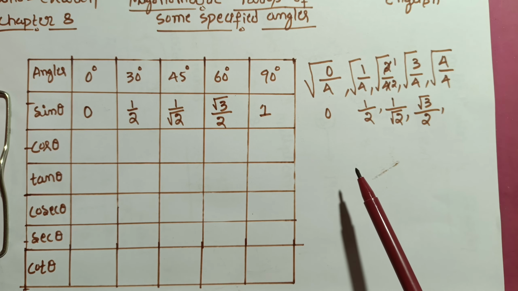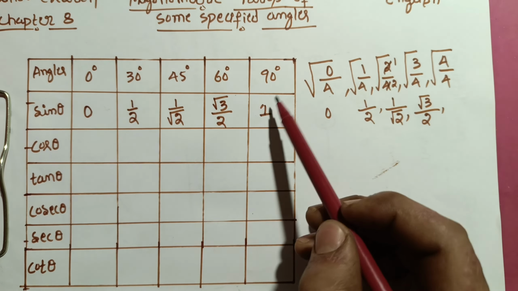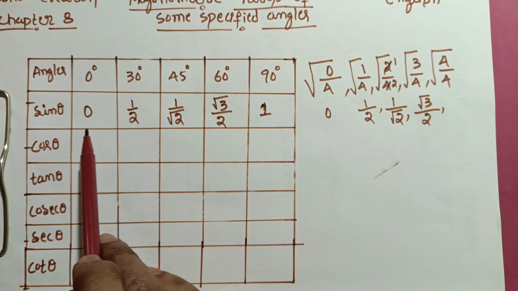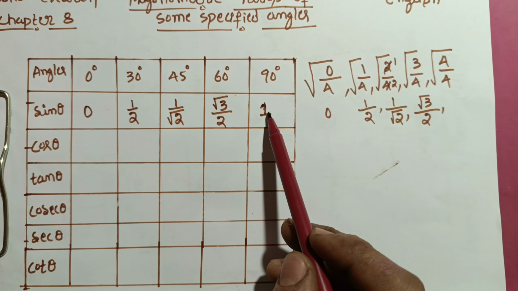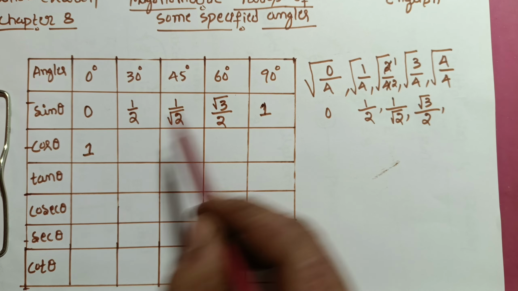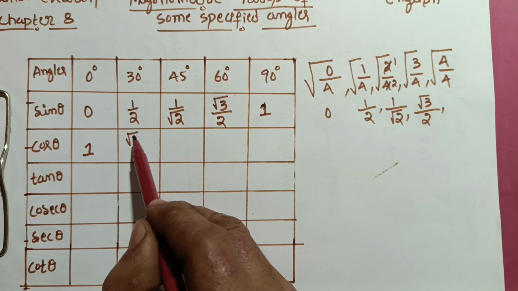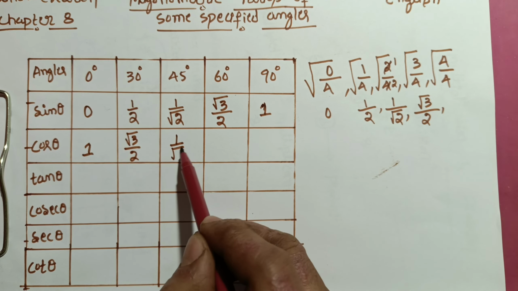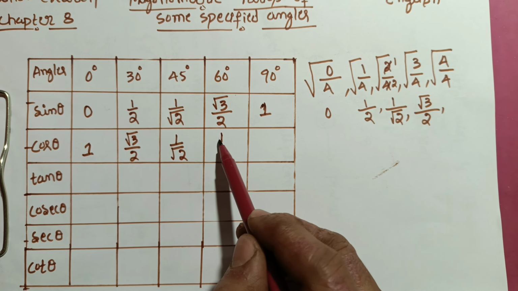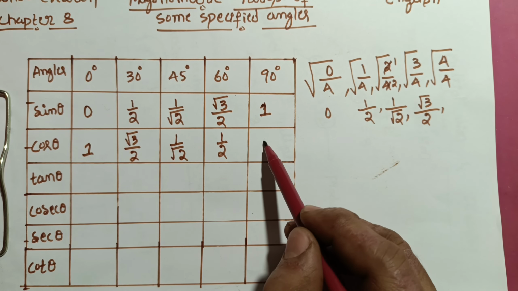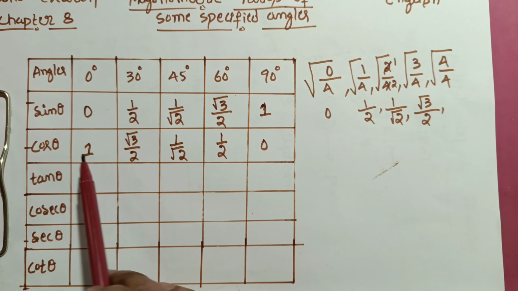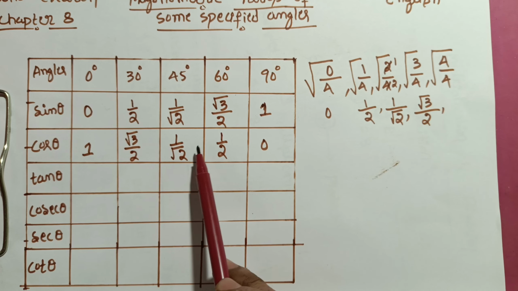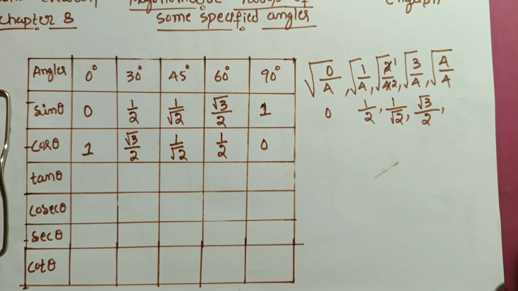Writing the cos values is very easy. You just need to write these values in the reverse direction. It means first you write 1 here, then root 3 by 2 here, then 1 by root 2, then 1 by 2, then 0. So if we have written the sine values, it is very easy to write the cos values.